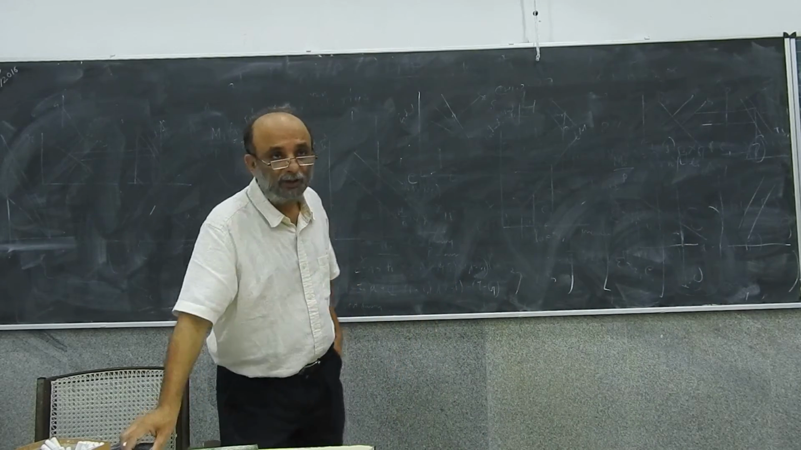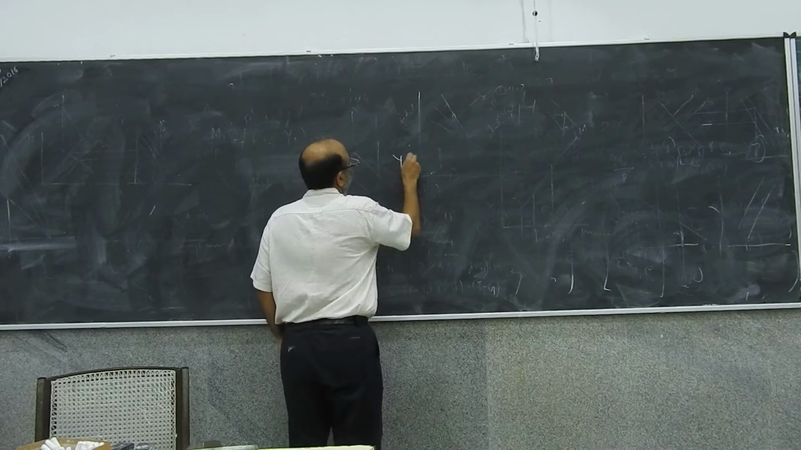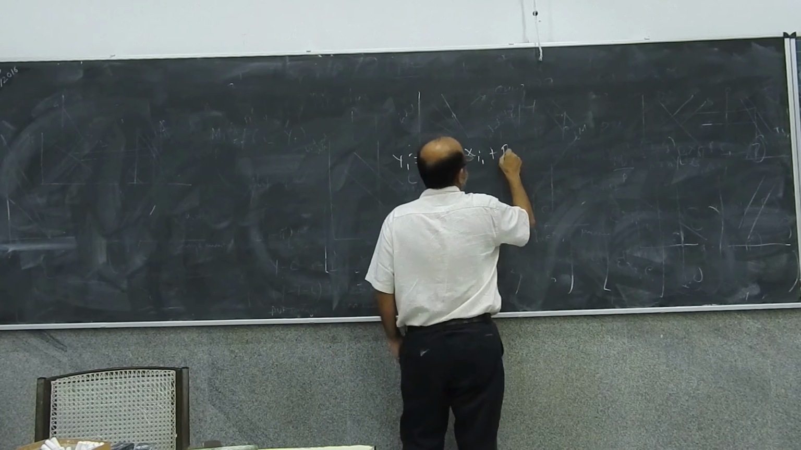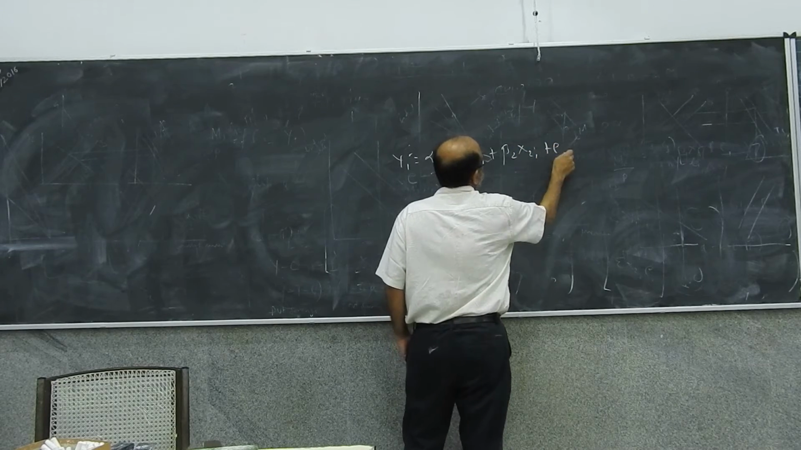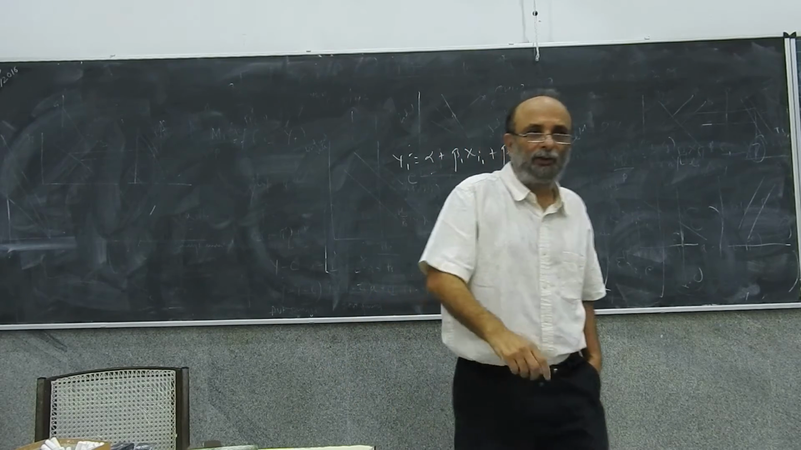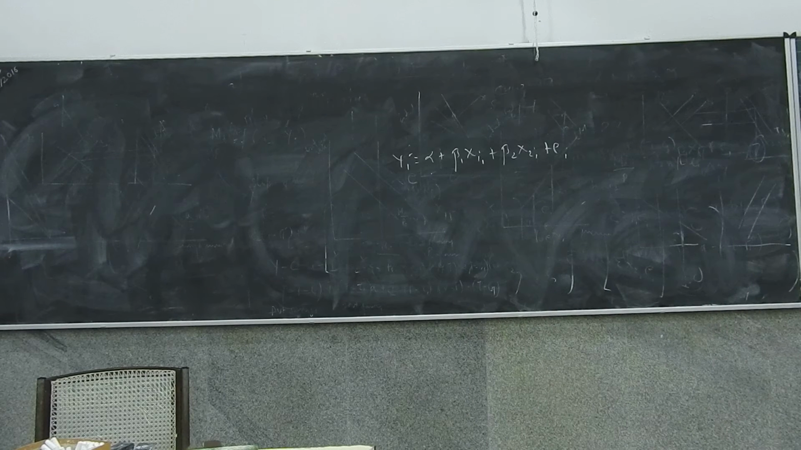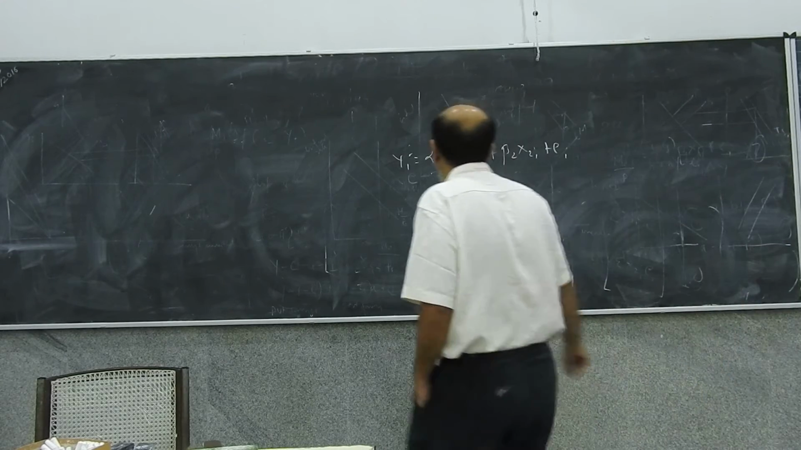Now suppose your regression equation is like this: yi is alpha plus beta 1 x1i plus beta 2 x2i. Right? Now this is an alpha. So what do you think? How will you write it in a matrix form?